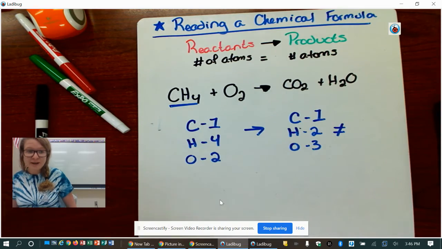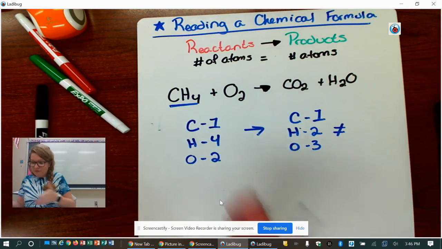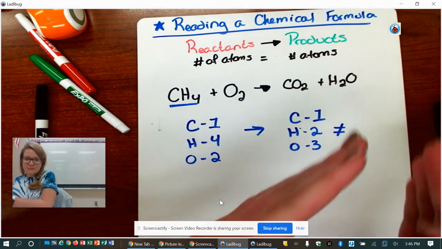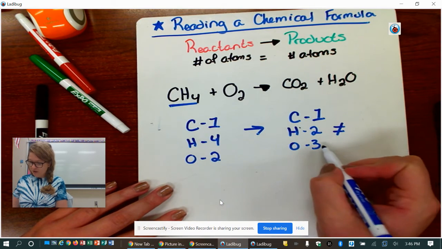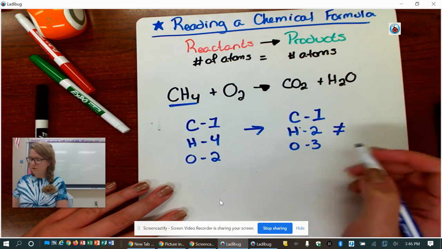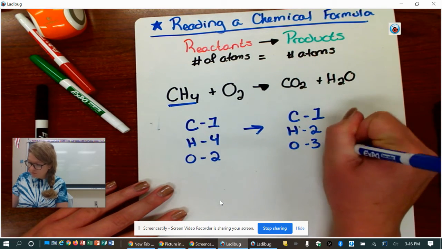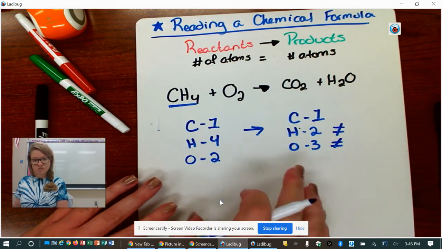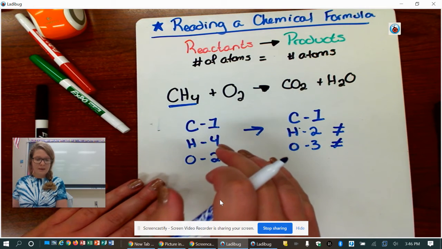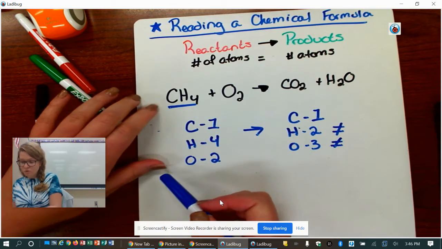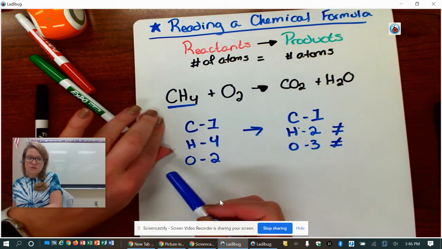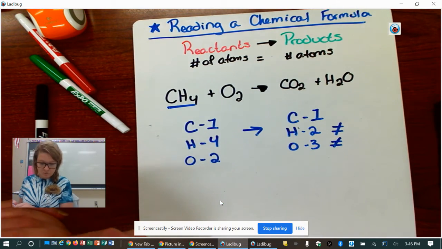Because where did those two hydrogens go? I can't destroy them. If they were in the reactants, they have to be somewhere else in the products. Now my oxygen, over here I have 2, over here I have 3. Again, not okay. But luckily for us, there's a way that we can change this reaction to make it balanced. We have to add coefficients to the front until we find common multiples for each one.